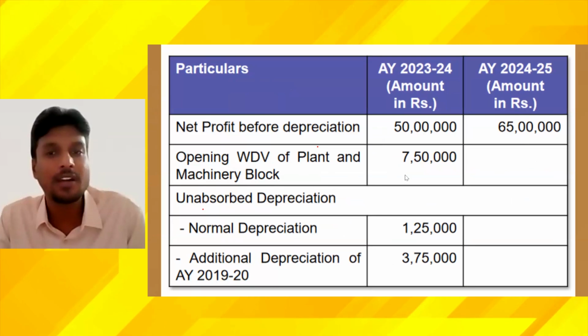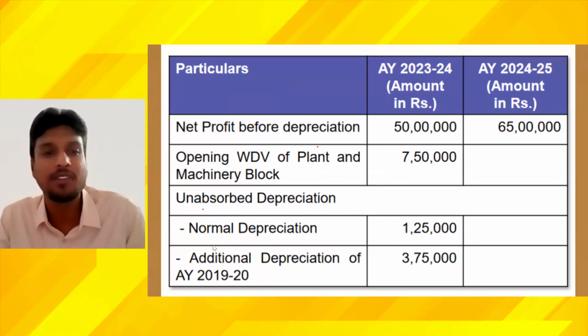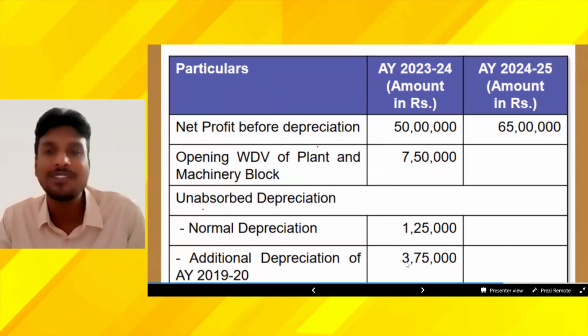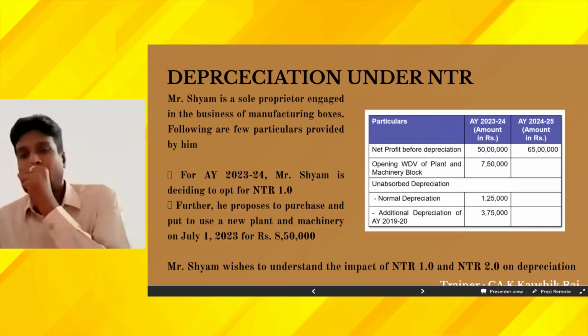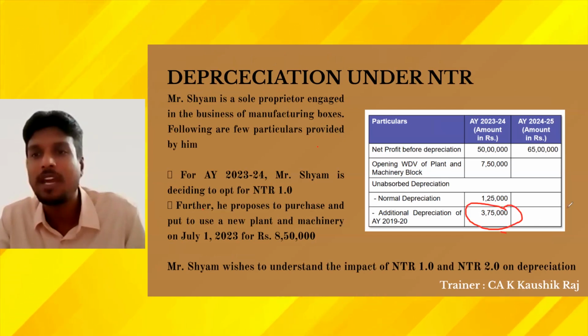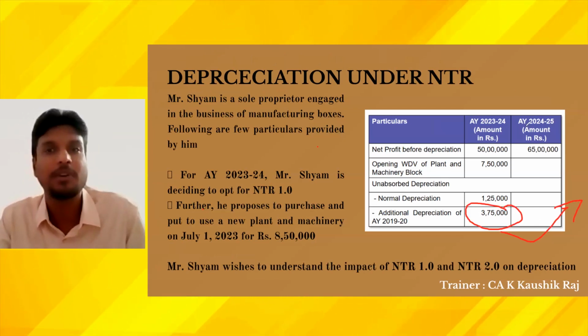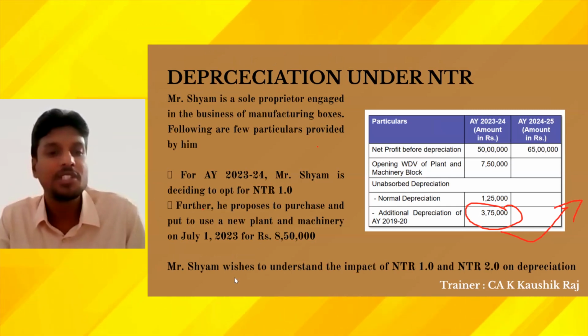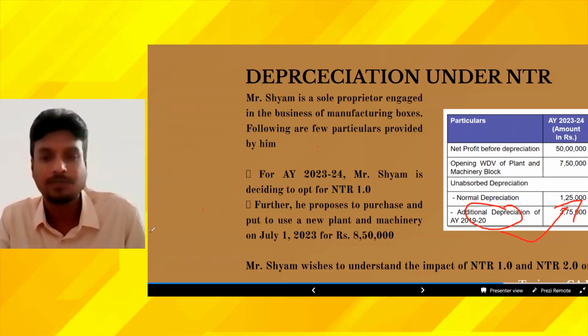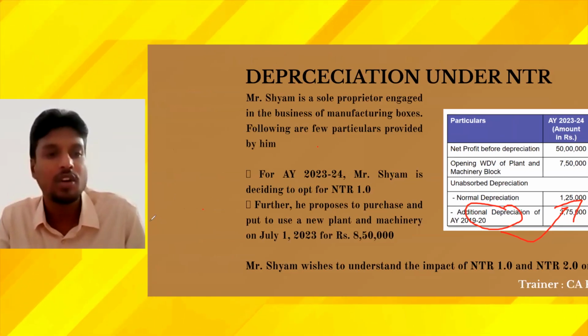Opening WDV of plant and machinery is 7,50,000. Unabsorbed depreciation out of that, normal depreciation is 1,25,000. Additional depreciation is 3,75,000. So this 3,75,000, which is unabsorbed depreciation of additional depreciation, will not be allowed under assessment year 24-25. Mr. Sham wishes to understand the impact of new tax regime 1.0 and 2.0.